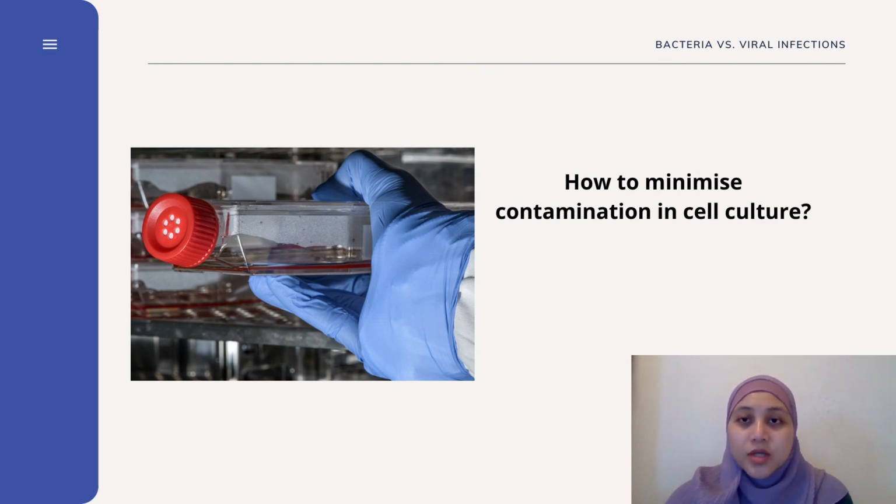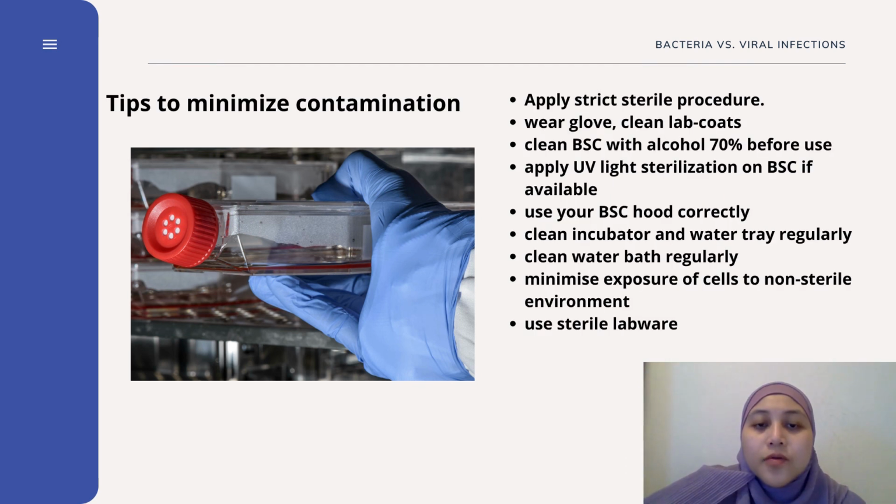The last topic that I would like to share with you is how we minimize the possibility of contamination in cell culture work. There are a few steps that can be done to minimize contamination issues in cell culture lab work. First, apply strict sterile procedure. Wear gloves and clean lab coats. Clean the BSC with 70% alcohol before use.